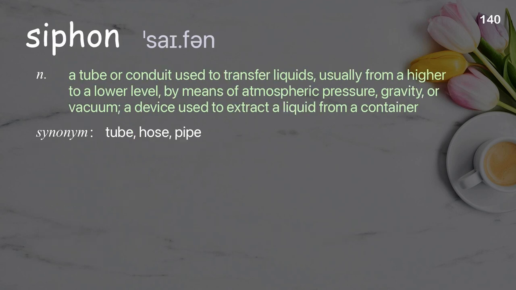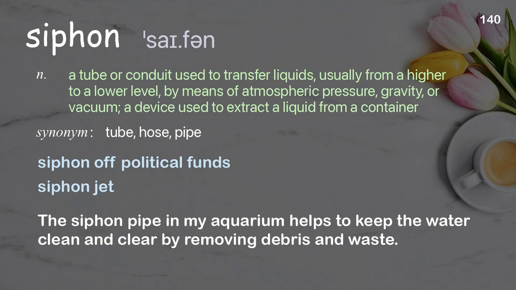Siphon. A tube or conduit used to transfer liquids, usually from a higher to a lower level, by means of atmospheric pressure, gravity, or vacuum, a device used to extract a liquid from a container. Examples: siphon off political funds, siphon jet. The siphon pipe in my aquarium helps to keep the water clean and clear by removing debris and waste.